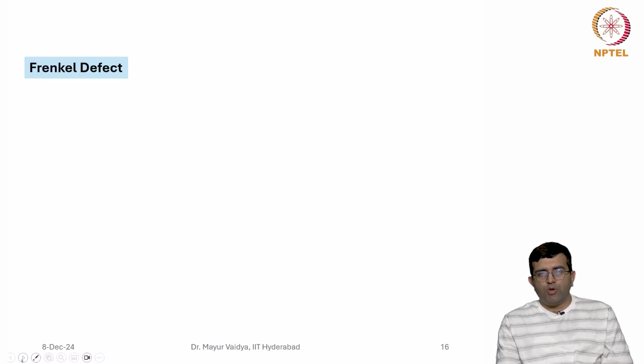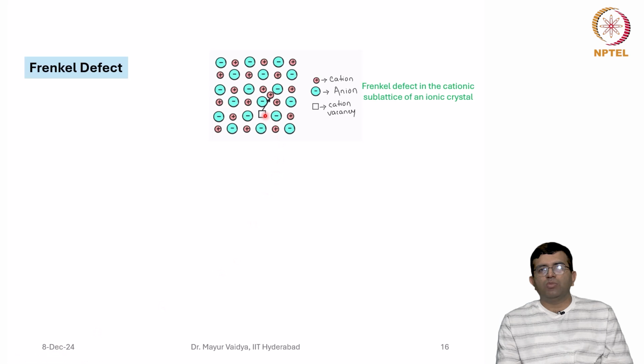There are two important defects in the case of ionic crystals. One is known as the Frenkel defect. A Frenkel defect means that from the cation sublattice, a cation moves to an interstitial position, so that a self-interstitial is created. Note that the charge neutrality is not disturbed, because the cation is not going anywhere; it is only moving from its own atomic site to an interstitial site.